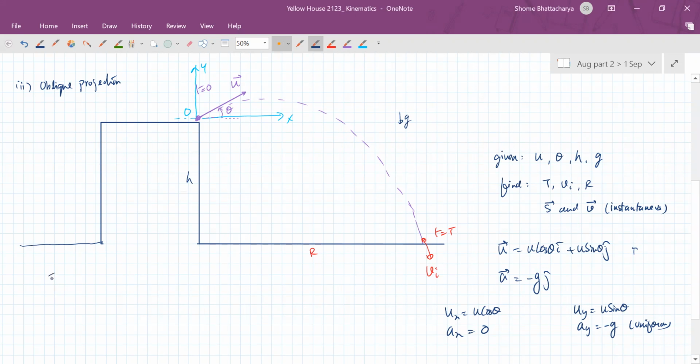So let's take an example of numerical values above. Suppose u is 25 meters per second and this theta is 53 degrees. H is 45 meters and g is 10 meters per second.